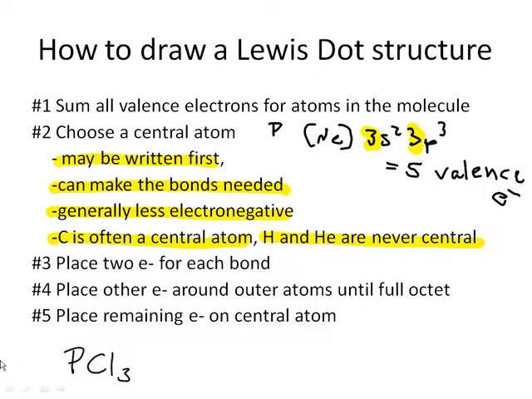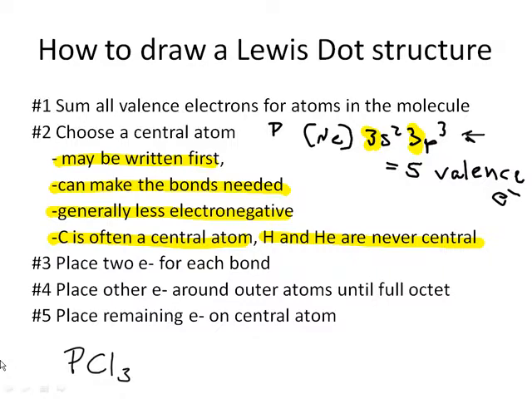You can see that phosphorus is written first, so that would make it a good choice. It's also a single element of that type, so that also makes it a good choice. And then when we think about phosphorus, we have that electron configuration right up here, needs access to 8 total electrons. Well, right now it only has 5.